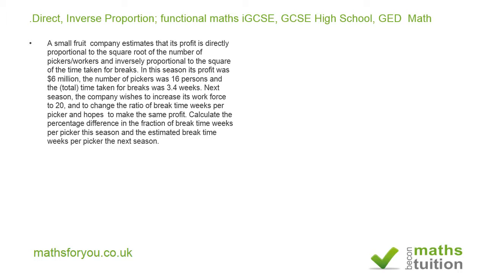It says a small food company estimates that its profit is directly proportional to the square root of the number of pickers, or number of workers, and inversely proportional to the square of the time taken for breaks. This season, it made a profit of $6 million, the number of pickers was 16 persons, and the total time taken for breaks was 3.4 weeks.